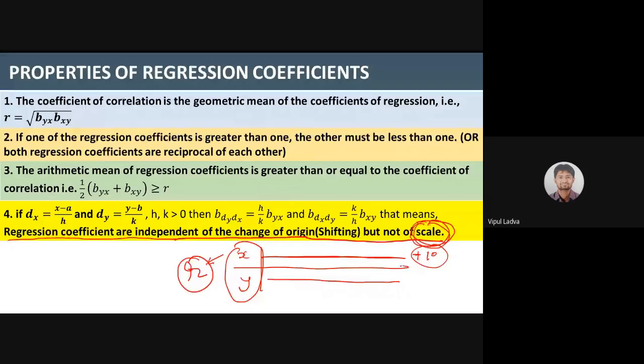What do we mean by change of scale? If I'm multiplying the whole data by some number, or dividing the whole series by a constant number, then I'm changing the scale. तो scale अगर change करूँ तो फर्क पड़ेगा. Both the regression coefficients will be affected, but they will not be affected if I'm changing the origin. So it is free from change of origin, but it is not free from change of scale.